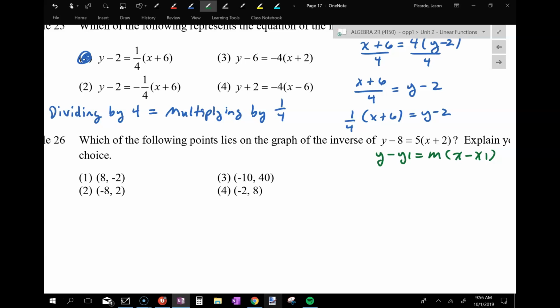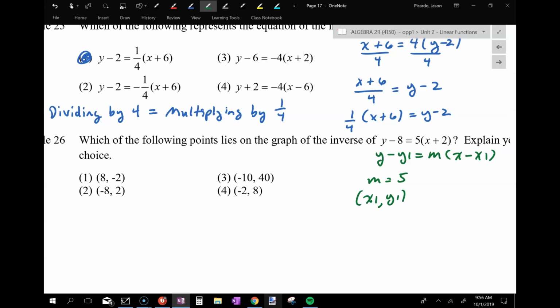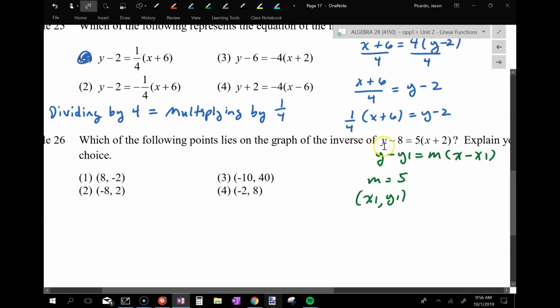Okay, this is going to be tough. What's the slope? 5, no doubt about it. This is the part that's going to be tough. What's the x1, y1? Because I know that I plugged a point in to get that equation. What is the x1, y1? Well, the formula is y minus y1. This says y minus 8, so what's y1? 8.